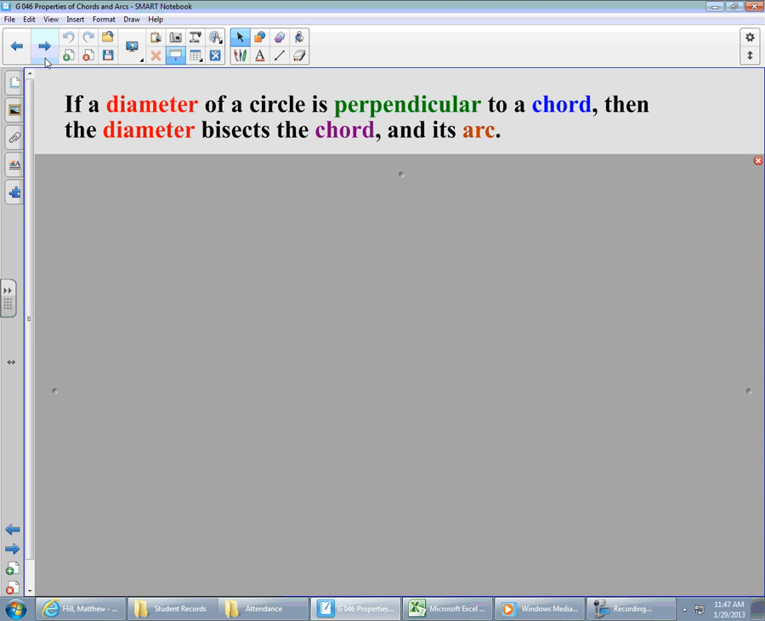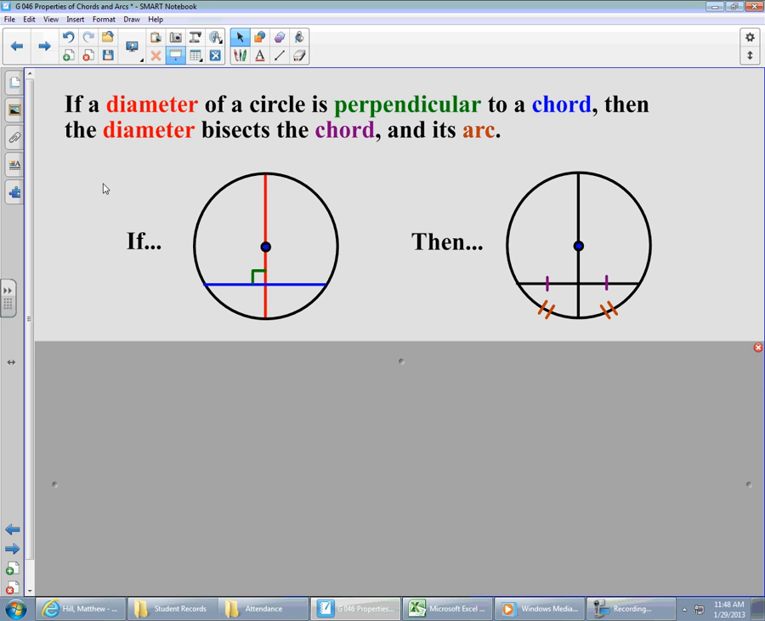If a diameter of a circle is perpendicular to a chord, then the diameter bisects the chord and its arc. Okay, now obviously we need a diagram to go along with this conditional statement. And I broke it into two diagrams because there is a lot of stuff going on in this statement. Okay, the circle on the left, that is the hypothesis part of the statement. If you have a diameter and it is perpendicular to a chord, that's what's being shown in the circle on the left.